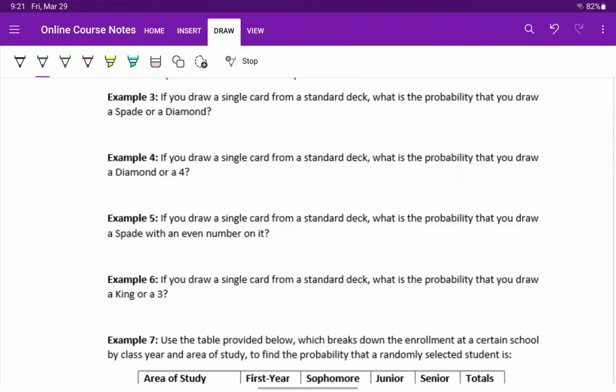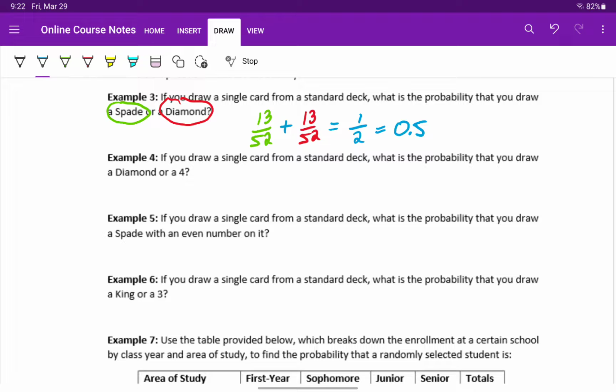In example 3, if you draw a single card from a standard deck, what's the probability that you draw a spade or a diamond? These two events are mutually exclusive because a card can't be both a spade and a diamond. So to find this probability, we find the probability of drawing a spade, which is 13 out of 52. And then we add the probability of drawing a diamond, which is also 13 out of 52. Add those together to get 26 out of 52, or 1/2. So we have a 0.5 probability, or a 50% chance of drawing either a spade or a diamond.